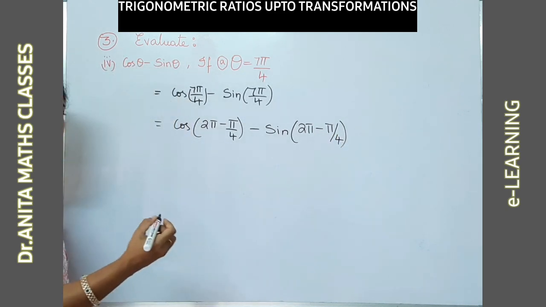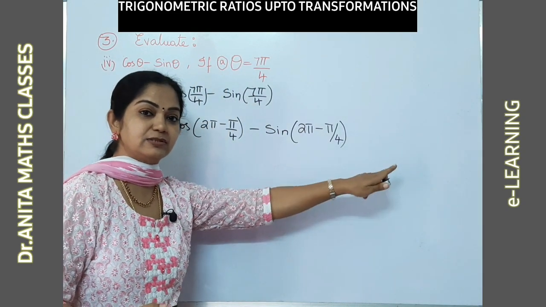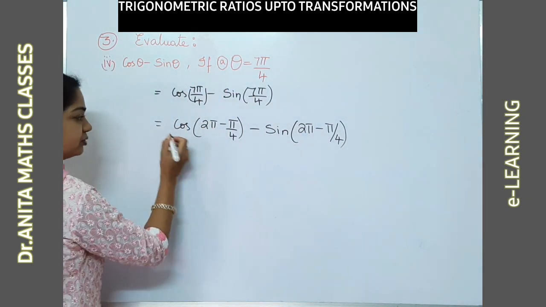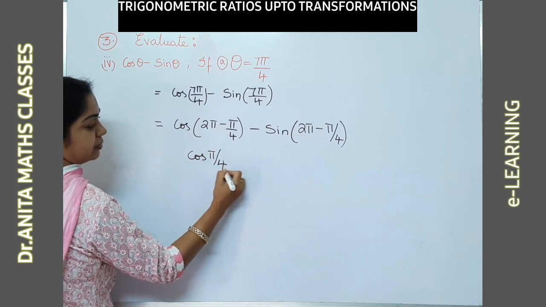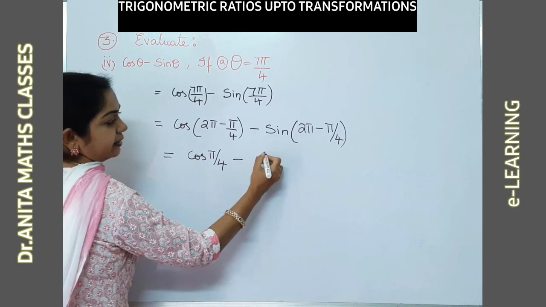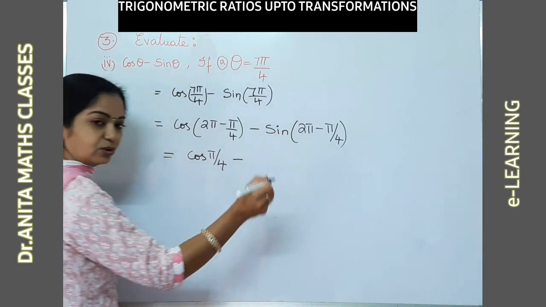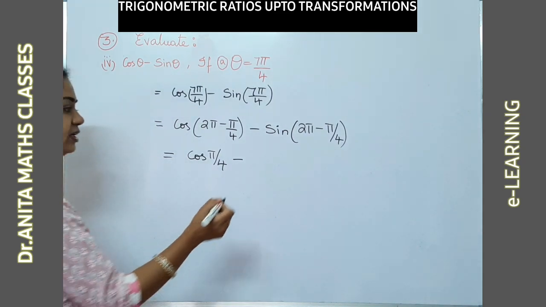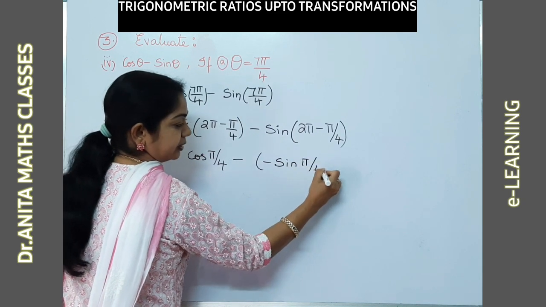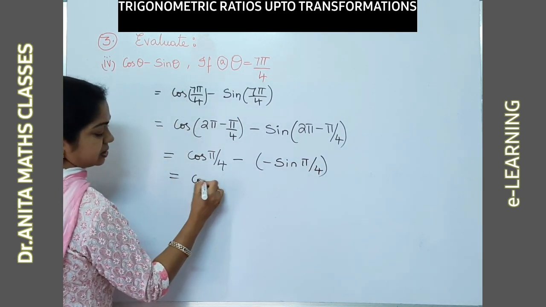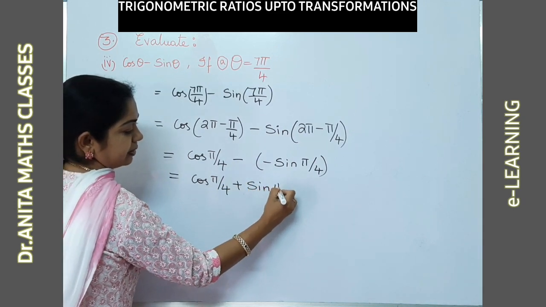So we have the formula 2 pi minus. So cos of 2 pi minus means that comes to the fourth quadrant. Okay, in fourth quadrant cos is positive only. So cos pi by 4 minus here, but the sine is negative. Okay, sine function is negative in the fourth quadrant because cos and secant are positive. So this comes to minus sine of pi by 4, right? So that is cos pi by 4 plus sine pi by 4.